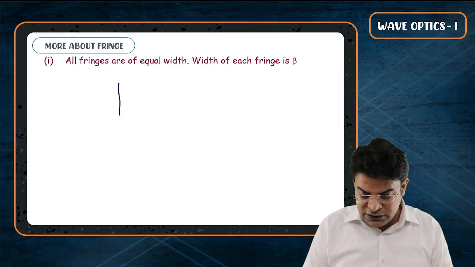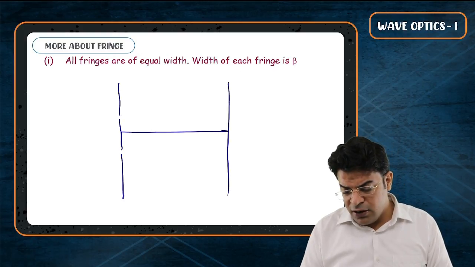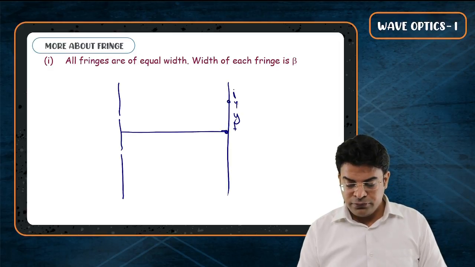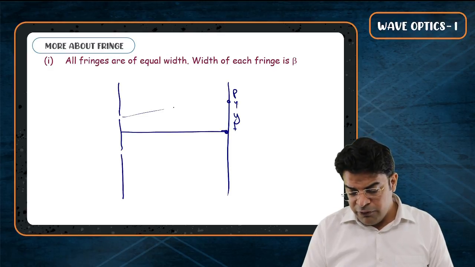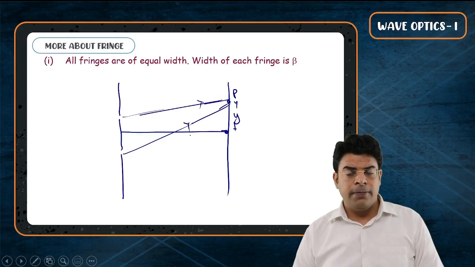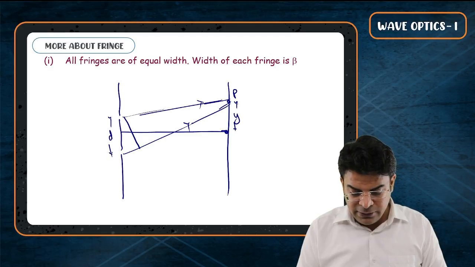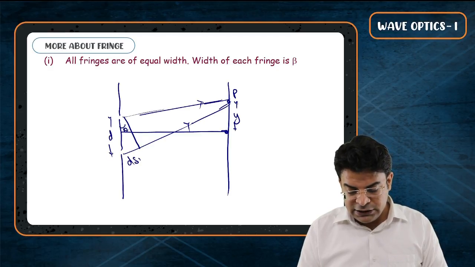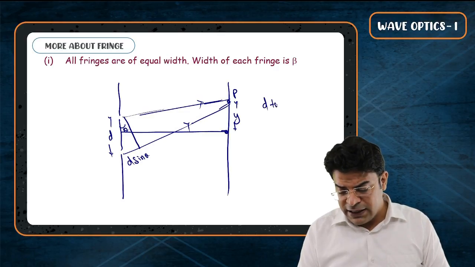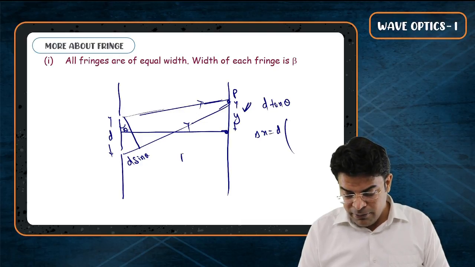If you have these two slits, and this is the screen, think of a point P at a distance y from the central maximum. At this point, waves reach both from the first slit as well as the second slit. We have learned that the path difference is d sin theta, and for a small value of theta this can be approximated to d tan theta, so the path difference can be written as d into y by t.